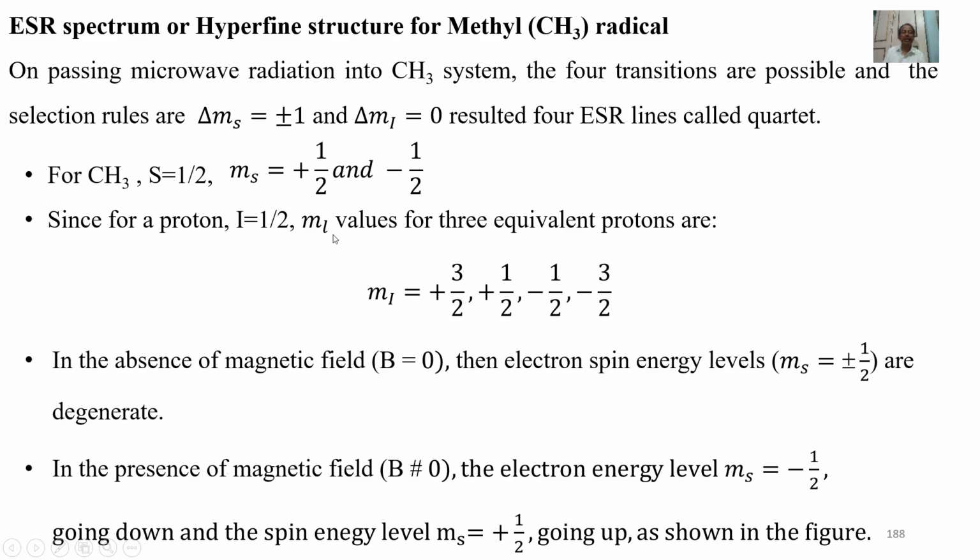We have Mi values for the 3 equivalent protons given as Mi equals plus 3/2, plus 1/2, minus 1/2, minus 3/2. So we have 4 lines. In the absence of magnetic field, B equals 0, the electron spin energy levels Ms equal to plus or minus 1/2 are degenerate. In the presence of magnetic field, when B is not equal to 0, we apply the magnetic field. Then the electron energy level Ms equals minus 1/2 goes down, and Ms equal to plus 1/2 goes up, as shown in the figure.